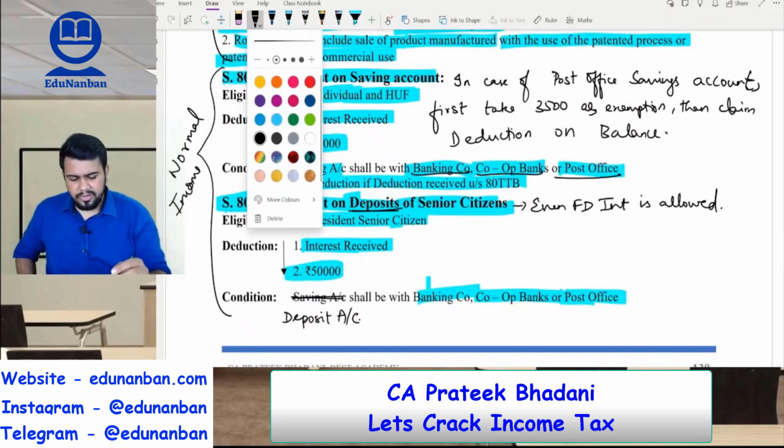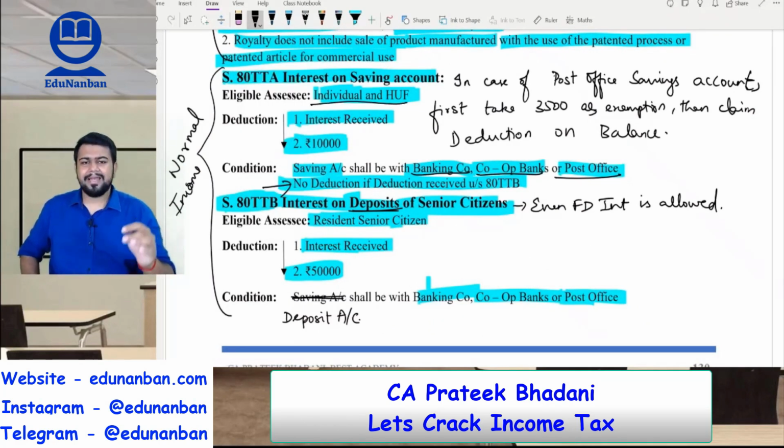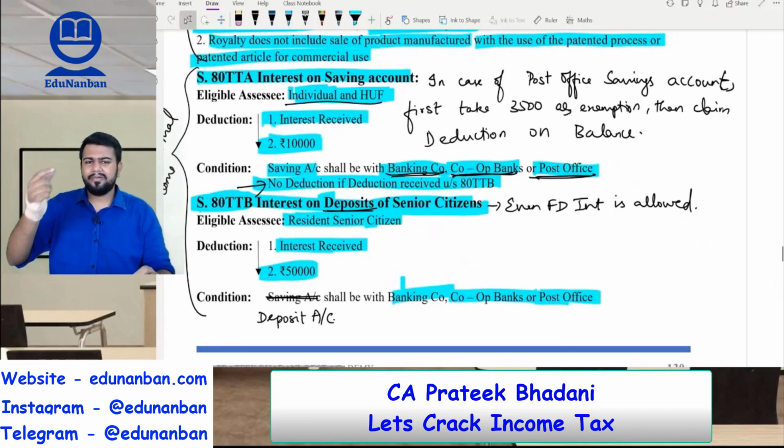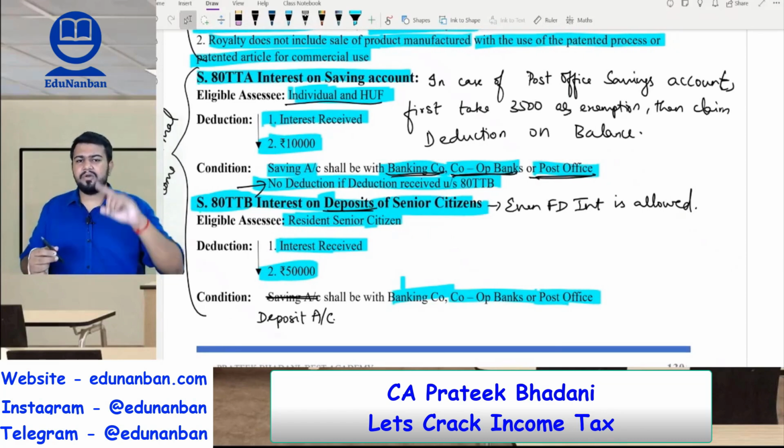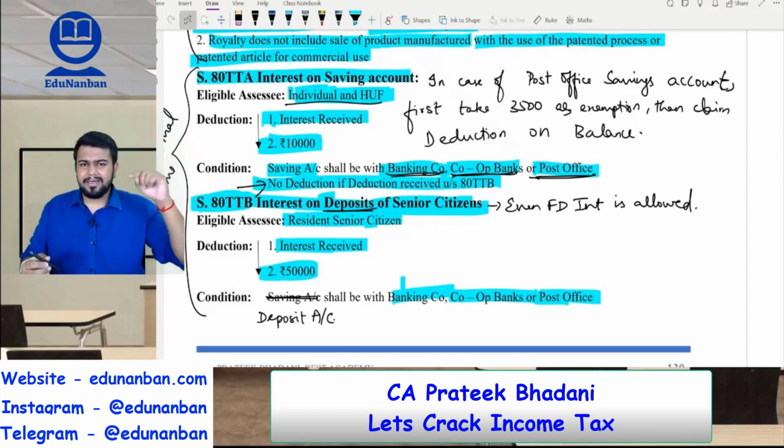So any individual or HUF can claim deduction for interest received on saving bank account with a banking company, cooperative bank or post office. What is the deduction? Interest received or 10,000 rupees, whichever is lower. So whatever interest is received, first include it in the income under IFOS chapter and then claim it as deduction, maximum 10,000 rupees under chapter 6A deduction section 80TTA.